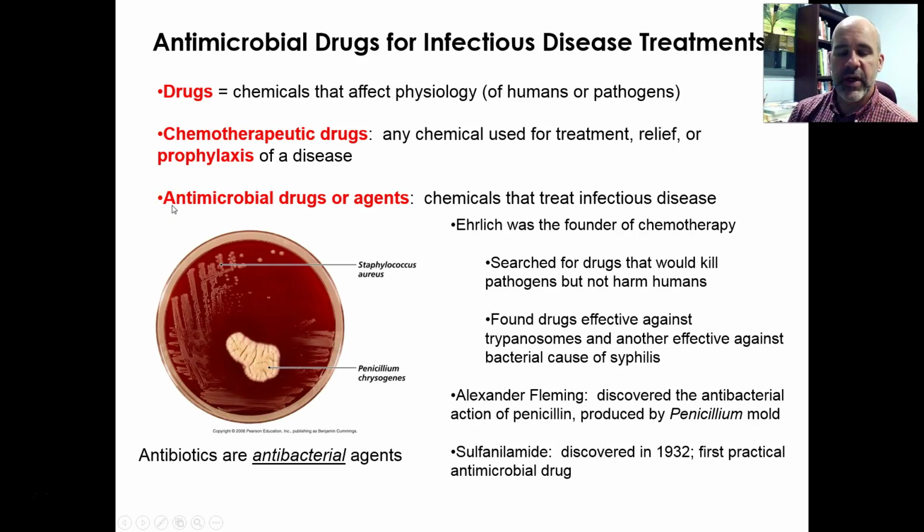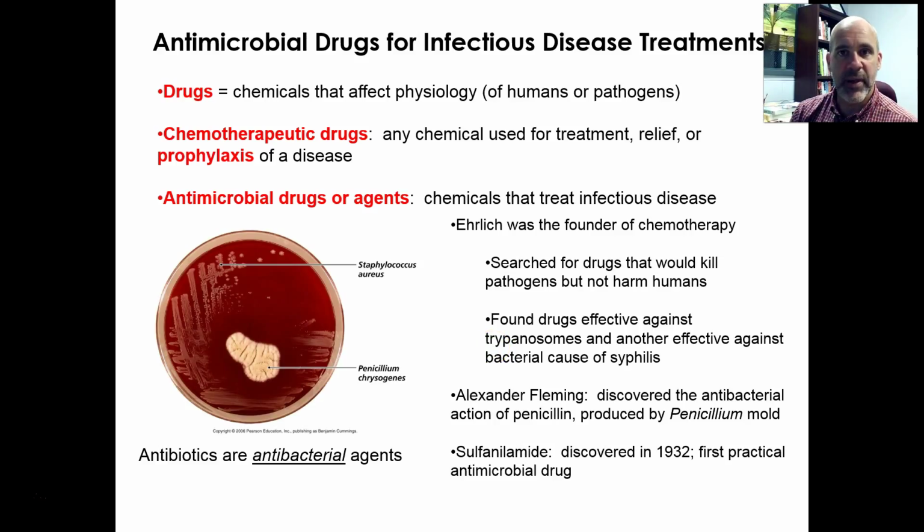All right, so we're going to be focusing in on antimicrobial drugs or agents in this chapter. These are going to be chemicals that treat infectious disease. The scientist who is considered to be the founder of chemotherapy was a chemist named Ehrlich, and he had this hypothesis that there must be chemicals out there that would kill microbes that cause disease, but leave humans unharmed. And so his mission was to go out and find as many of those as possible. And he did stumble on some pretty good ones that were effective against trypanosomes.